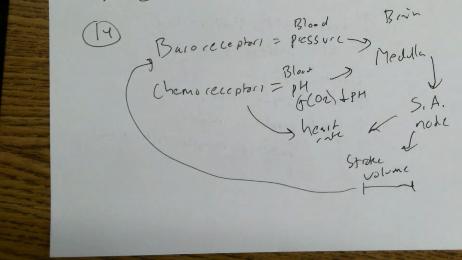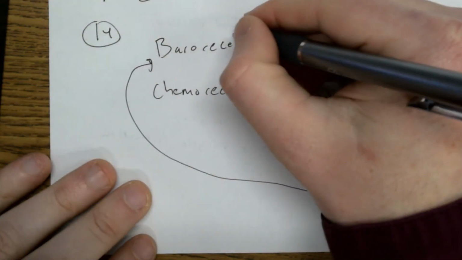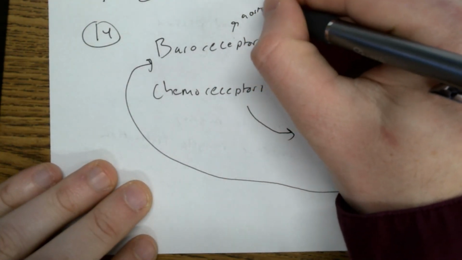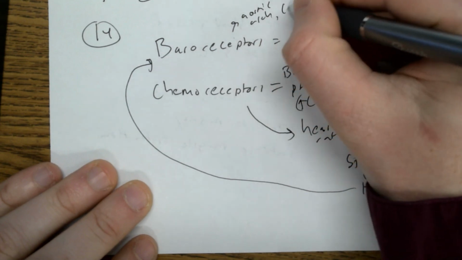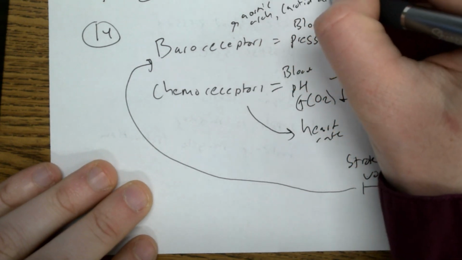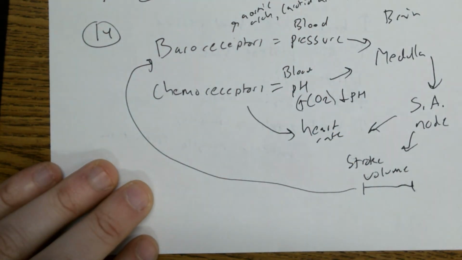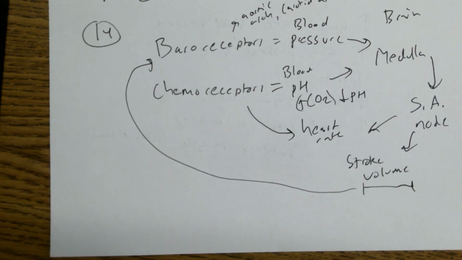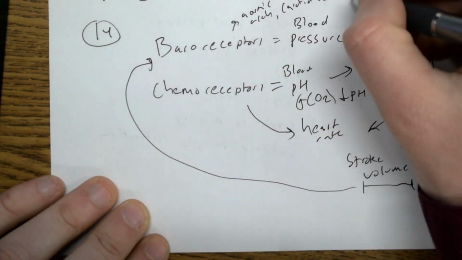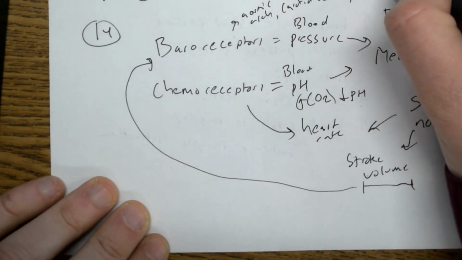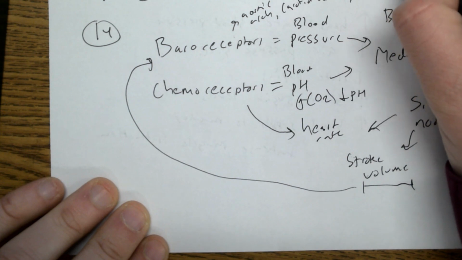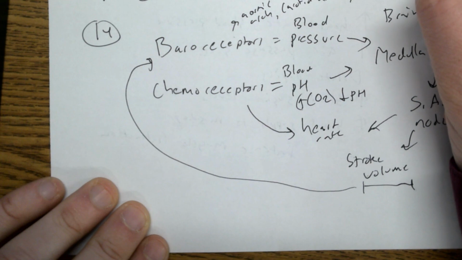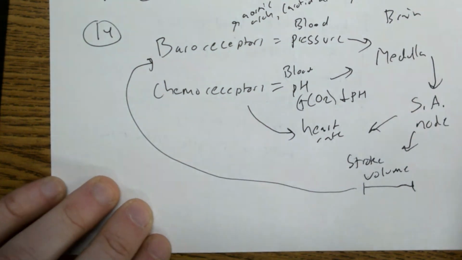Baroreceptors, I almost forgot to tell you where they are. They're in the aortic arch, the carotid artery, and the atria. They're found in both atria, as well as the pulmonary veins. Those are the main spots where you find them.